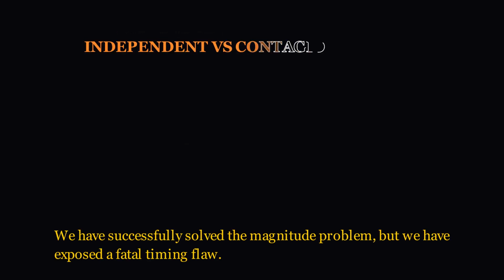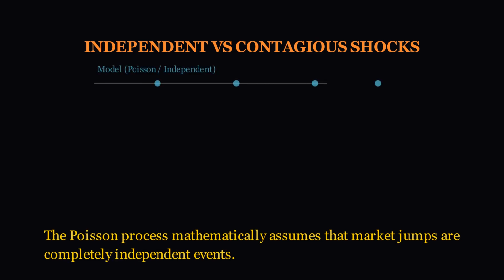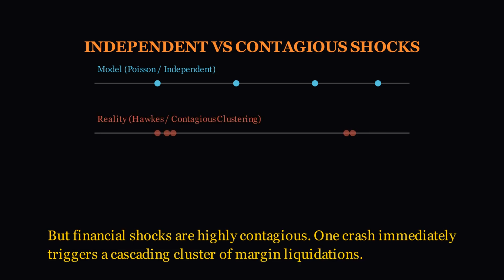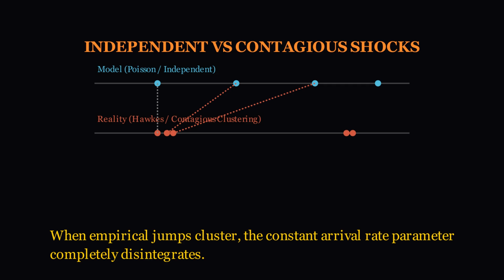We have successfully solved the magnitude problem, but we have exposed a fatal timing flaw. The Poisson process mathematically assumes that market jumps are completely independent events. But financial shocks are highly contagious. One crash immediately triggers a cascading cluster of margin liquidations. When empirical jumps cluster, the constant arrival rate parameter completely disintegrates.